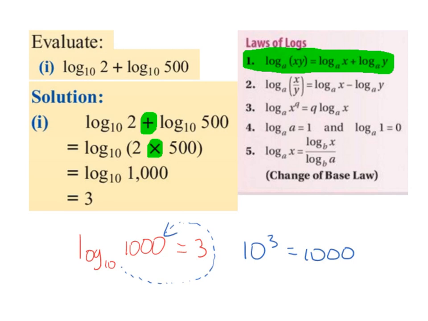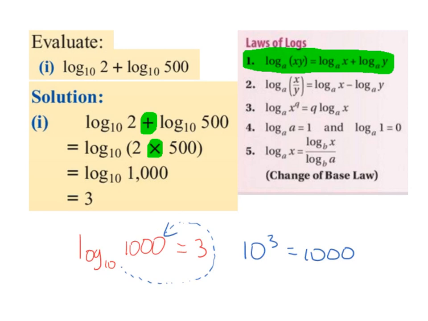So we're going to change this plus to multiply. So we'll only have log base 10 once. We'll have a set of brackets, bring down the 2, the 500, and put a multiplication sign in between. 2 times 500 is 1,000, and log base 10 of 1,000 is 3. Because log base 10 of 1,000 equaling 3, using our scorpion tail method, can be rewritten as 10 to the power of 3 equals 1,000, which is true.